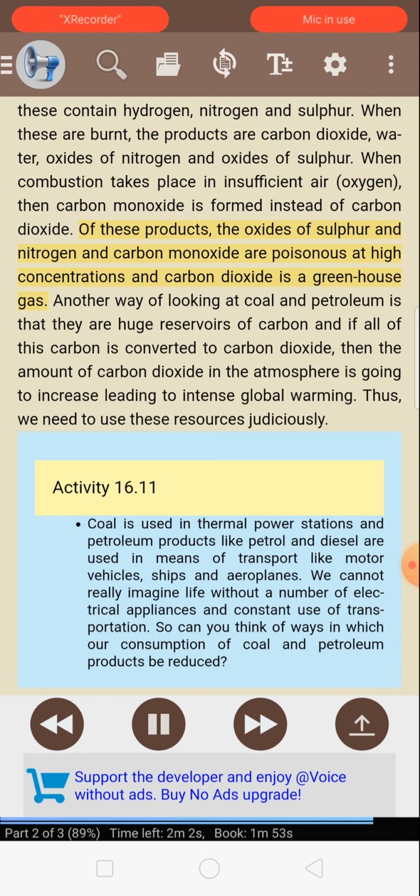Of these products, the oxides of sulfur and nitrogen and carbon monoxide are poisonous at high concentrations, and carbon dioxide is a greenhouse gas. Another way of looking at coal and petroleum is that they are huge reservoirs of carbon, and if all of this carbon is converted to carbon dioxide, then the amount of carbon dioxide in the atmosphere is going to increase, leading to intense global warming. Thus, we need to use these resources judiciously.